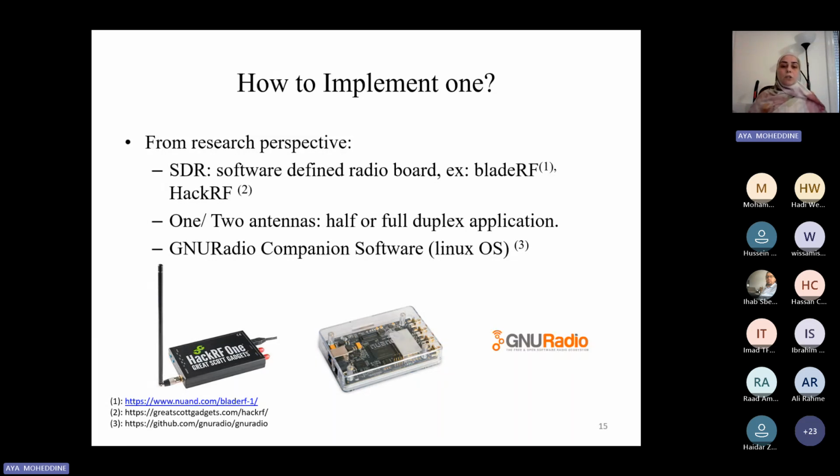And you need the GNU Radio Companion software, which is based on a Linux PC. You need a Linux operating system PC in order to start playing with GNU Radio. It's a somewhat simple software that uses a graphical interface to drag and drop blocks for signal processing, and the computation behind these blocks is all based on Python.